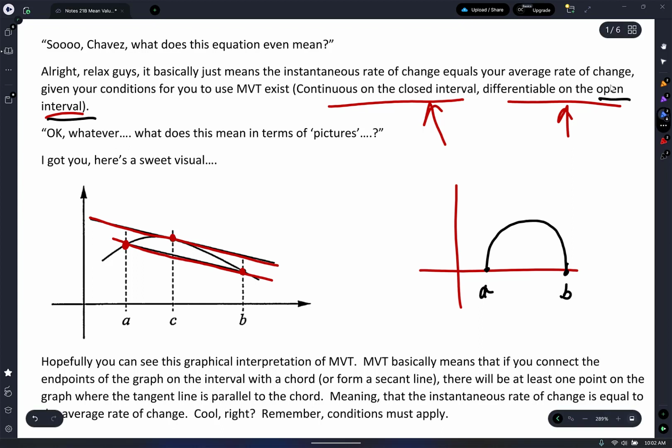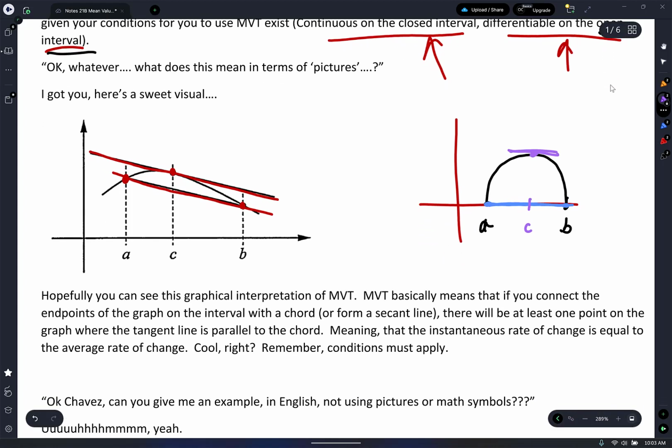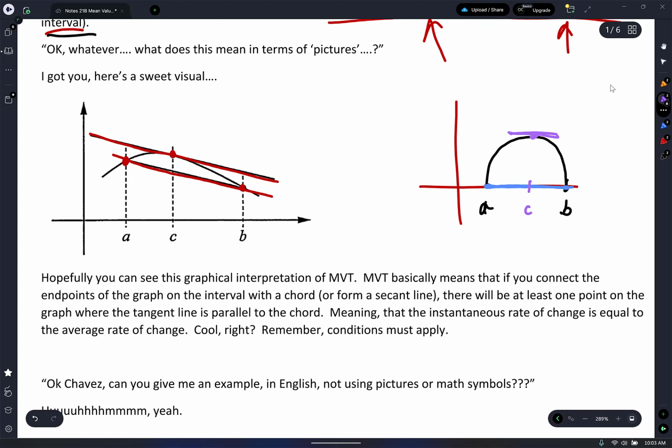So the average rate of change from A to B is 0 because, look, it's just a horizontal line. Well, where's my C? The C is right here, right smack in the middle. I have a tangent line that is parallel to that secant line. Cool or not cool? Cool. And then what did I write? Hopefully you can see the graphical interpretation of MVT.